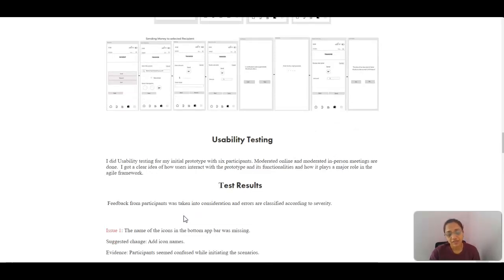I did usability testing for my initial prototype with 6 participants. Moderated online and moderated in-person meetings were done, and I got a clear idea of how users interact with the prototype and its functionalities and how it plays a major role in the Agile framework.